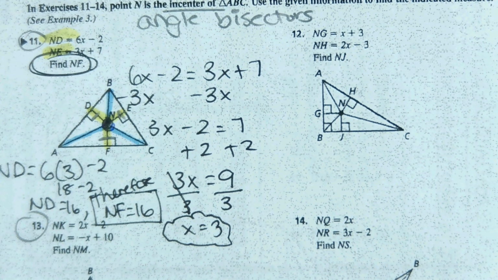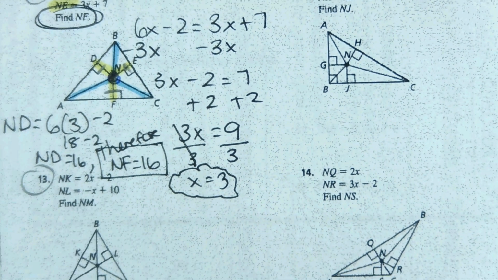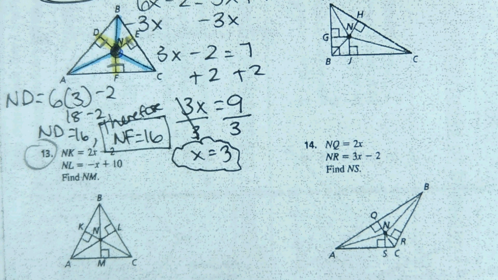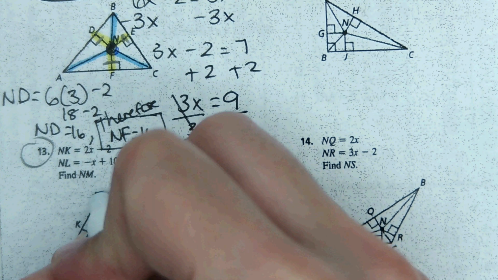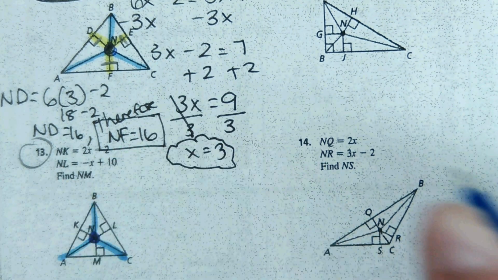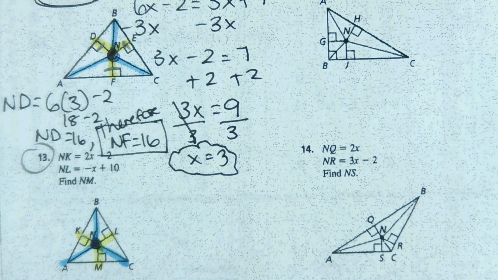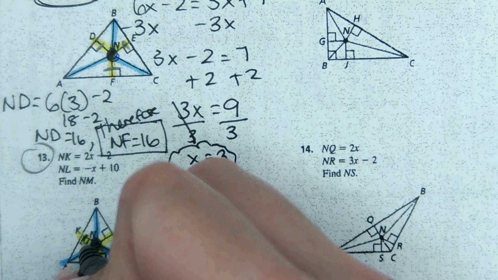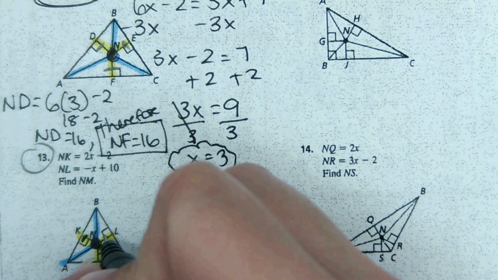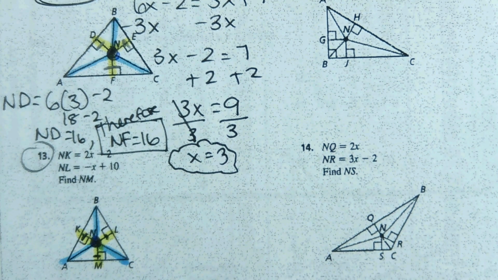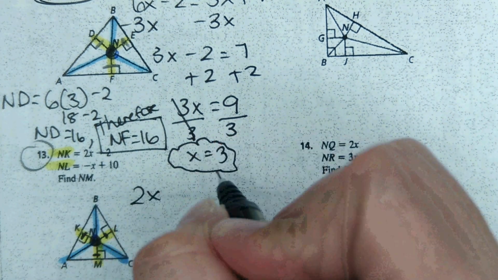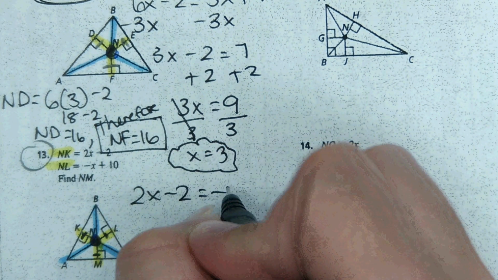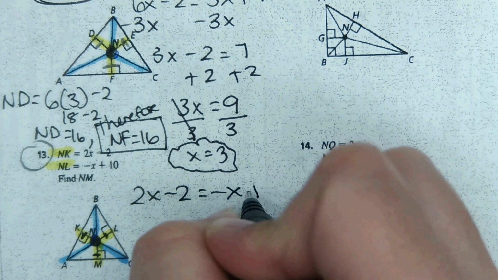Then last one, 13. Again, angle bisectors right here. They intersect at this point. And then this is the same distance from each of the segments. Then it gives us NK and NL, which are both yellow, which are equal. So we can set them equal to solve for x. I think that's 2x minus 2 equals negative x plus 10.